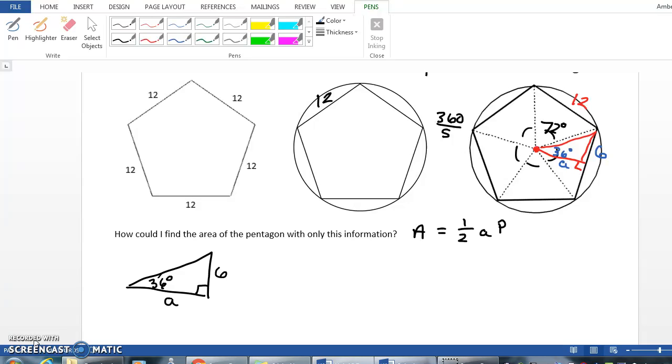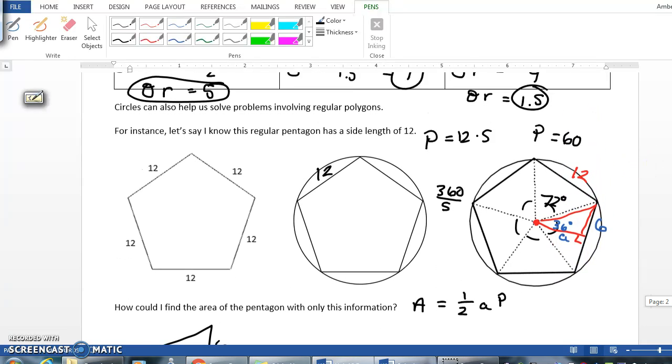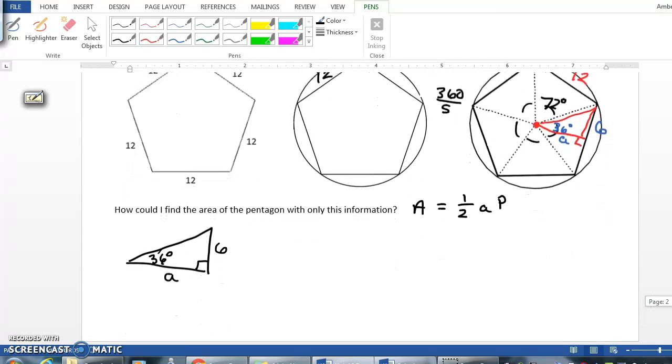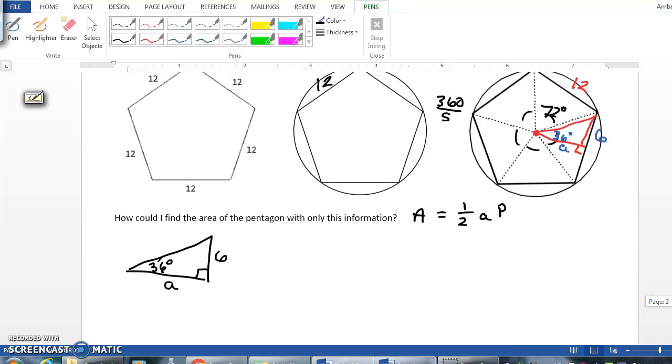We left off right at the end of our notes. We're just finishing up using trig to find the apothem in order to find the area of a regular polygon. So right now we've set up our triangle. We found this leg is 6 because each side is 12, and that's just half of it. We figured out that this angle is 36 degrees because it's a pentagon. Therefore, each full triangle angle is 72, and when we cut it in half, that's 36.